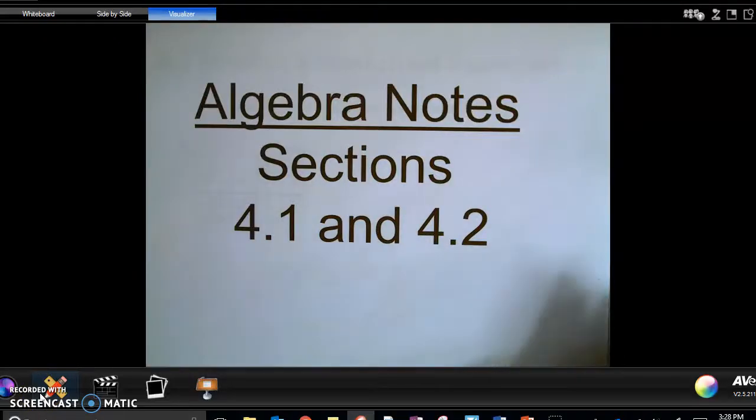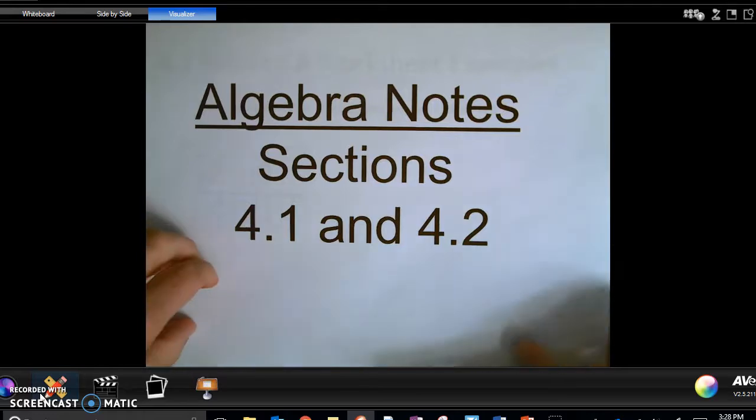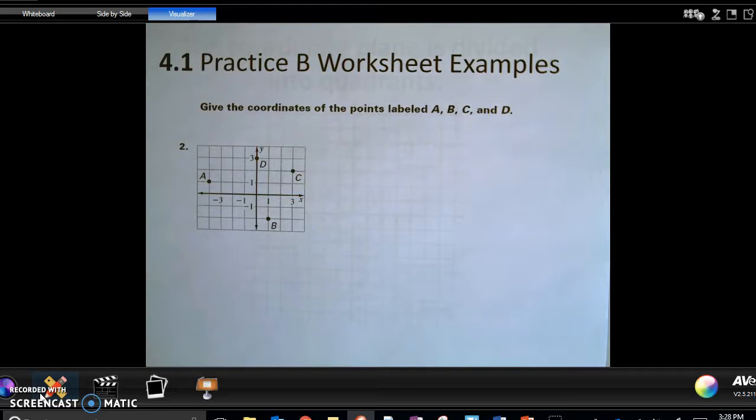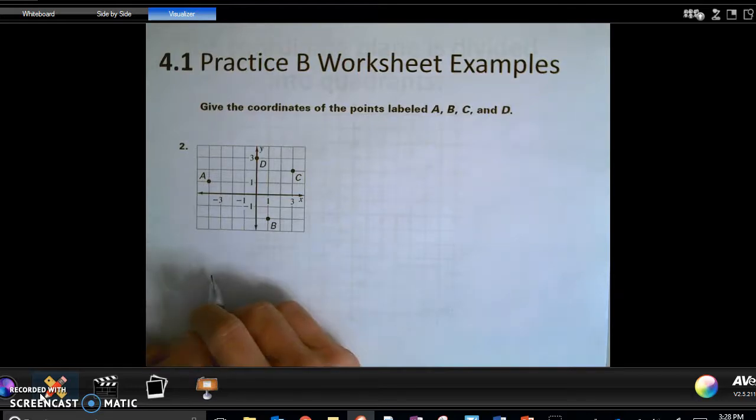Hey guys, we are going to talk about section 4.1 and 4.2. So we are jumping into slope this chapter. So we will go ahead and get started with some of the background concepts.